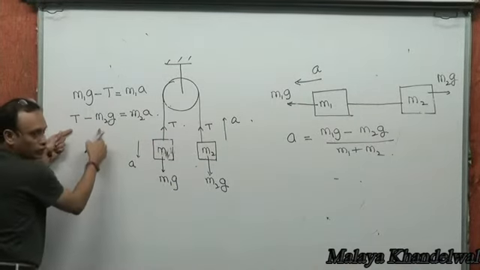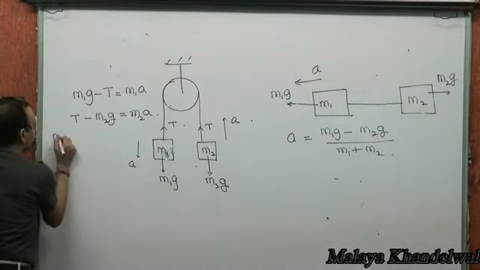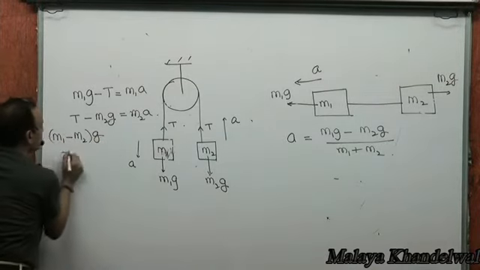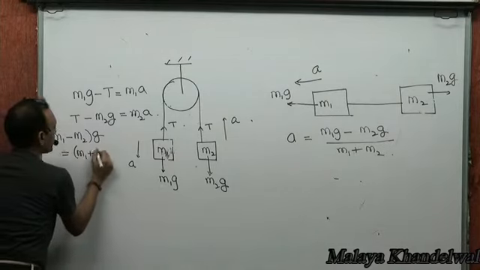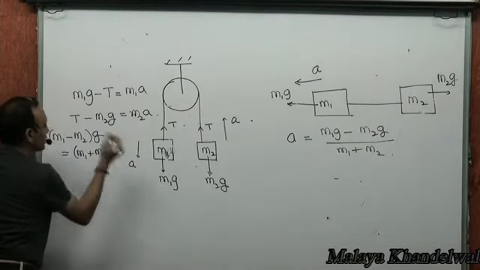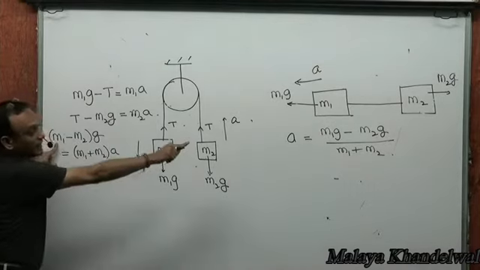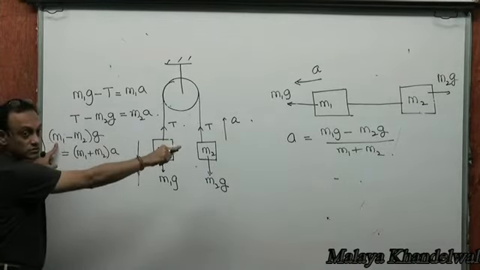Now if I add these two equations, then I get (m1 minus m2)g equals (m1 plus m2) into a. A then turns out to be (m1 minus m2) into g by (m1 plus m2), which matches with that result, right?